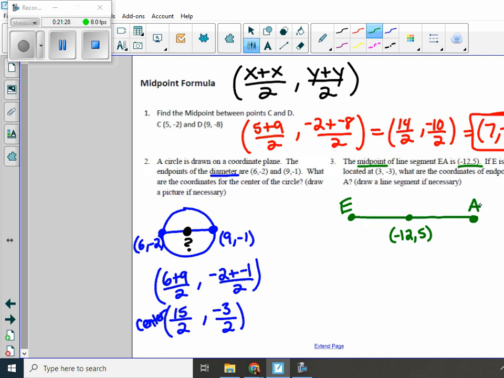Okay, they tell you E is at 3, negative 3. And then they want you to find A. So they tell you one end and the middle. You're trying to find the other end. This is where we figure out how much your X value is changing and how much your Y value is changing. So how do you go from 3, which is positive, all the way down to a negative 12?